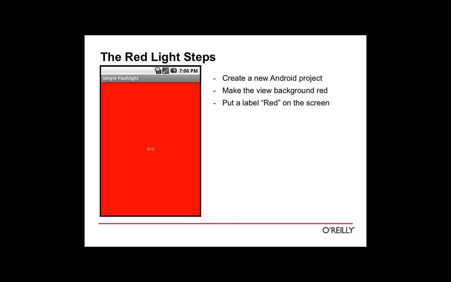So the first thing we're going to need to do is just start out and generate our Android project. And we're going to make a very simple red background and put the label red on the screen so that we can tell what color we're looking at. And that's enough to get a good idea of kicking off your Android project and doing some very simple basic stuff that is fundamental to all your app development.